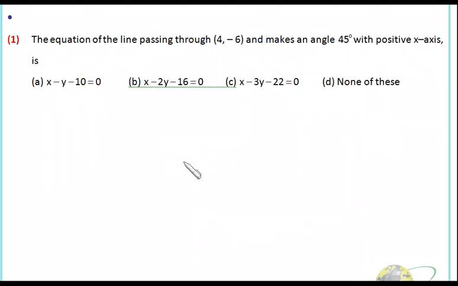Now here, the equation of the line passing through (4, -6) and making an angle of 45 degrees with the positive x-axis is. Okay, so here we can use the one-point form.